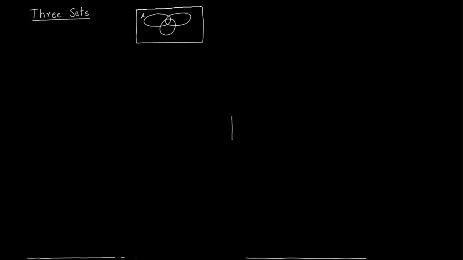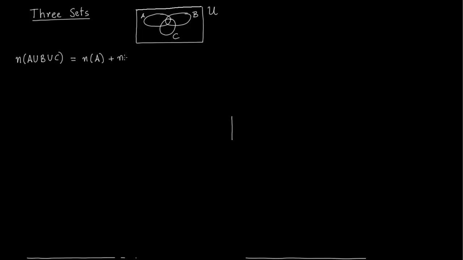So this is set A, this is set B, say, and this is set C. So all these lie in this big rectangle of universal set U. So let me quickly write down the formula first. We will not give an explanation for it, but you can see its validity by looking at the diagram.